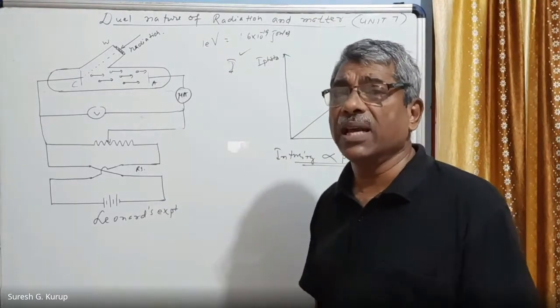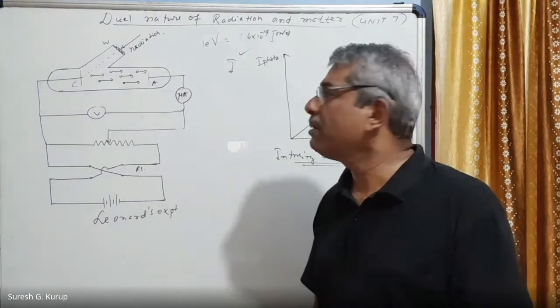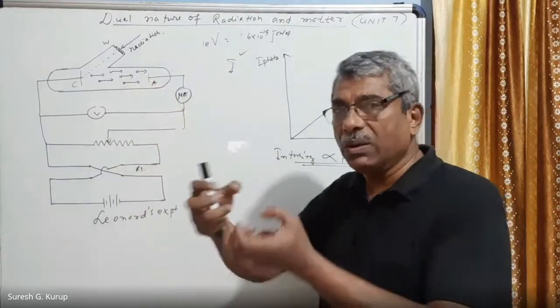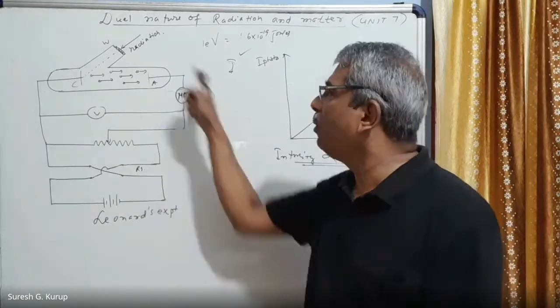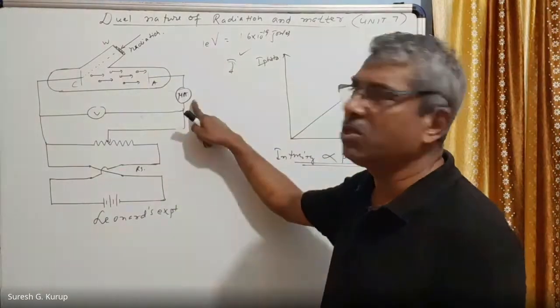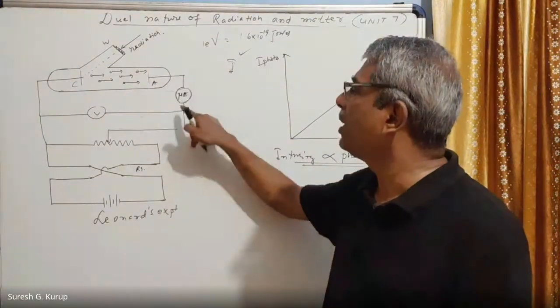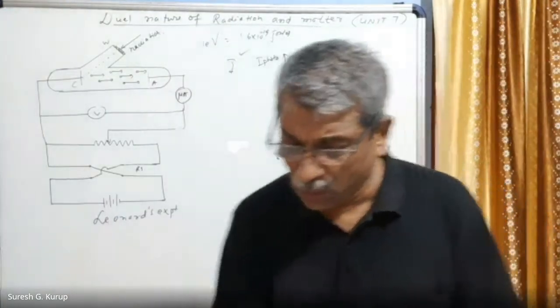The reason is that when intensity increases, the number of photoelectrons emitted by the cathode plate increases. As it is at the positive potential, all these electrons are attracted by it, and hence the charge flowing in the circuit increases. Hence the current increases. That is registered by this microammeter, called mu A, not M. The microammeter reading increases. This is experiment number 1.